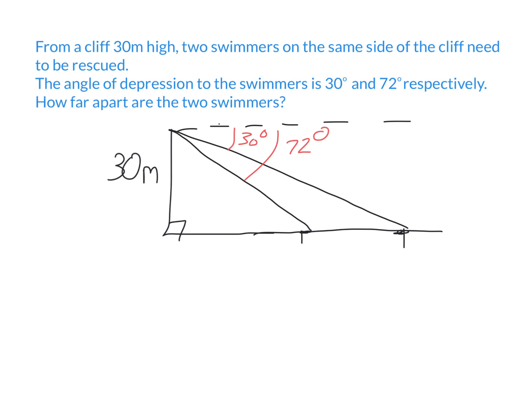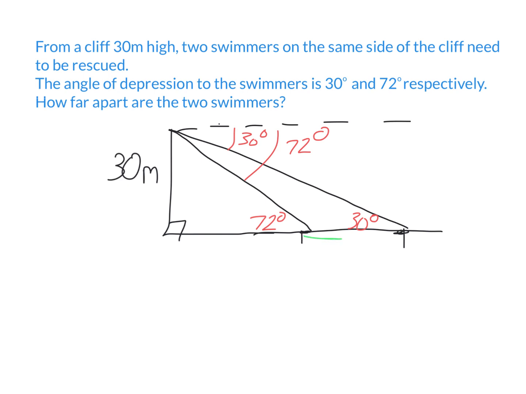So remember what I said before, the angle of depression and elevation, though they're different concepts, they're always equal. So if this angle here is 30, so too this angle here is 30. They are actually alternate. And similarly, this angle here is 72 degrees because they are alternate. So what we have now is two right-angled triangles. Each of them has an angle other than the right angle, and it has a side. So we can calculate any unknown sides or angles in these triangles.